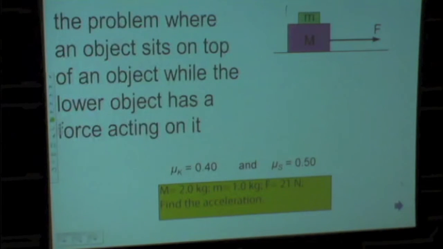So in a situation like that, the first step is treating the whole system as one whole object. In this situation, we have 2 kilograms plus 1 kilogram, so 3 kilograms. The applied force is 21 newtons. We also have the force of gravity, which is 30 newtons, and we have normal force, which also is 30 newtons. It must cancel the force of gravity. And here we also have friction.